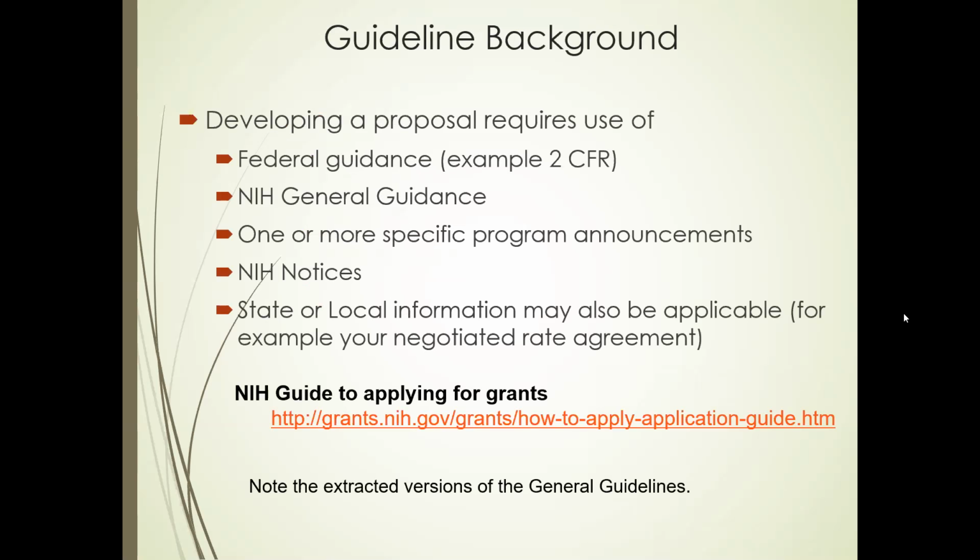So I've touched on this before, but I want to go through it again. When we're talking about guidance, you have to realize that you need more than one set of guidelines to be able to do your proposal. So you've got to have some basic understanding of the federal guidelines, like the cost principles, the NIH general guidance, and then the specific program that you want to submit to. And then if that has been impacted by any NIH notices, you also have to be aware that you could be impacted by state and local information.